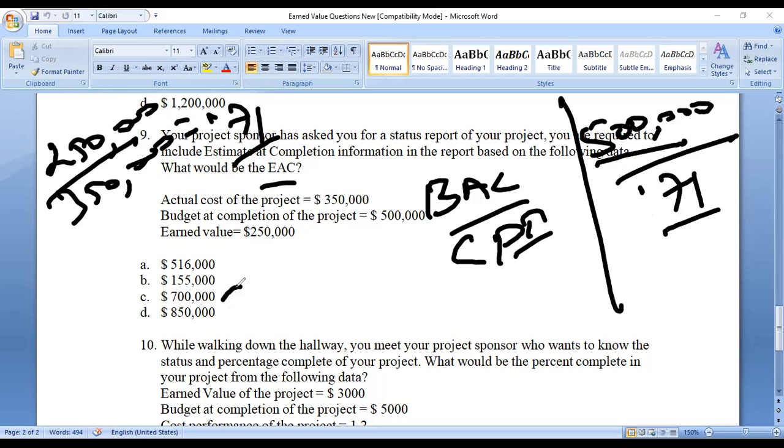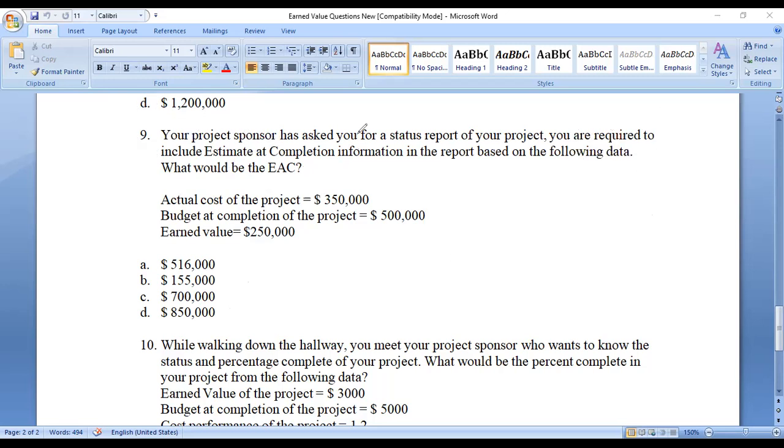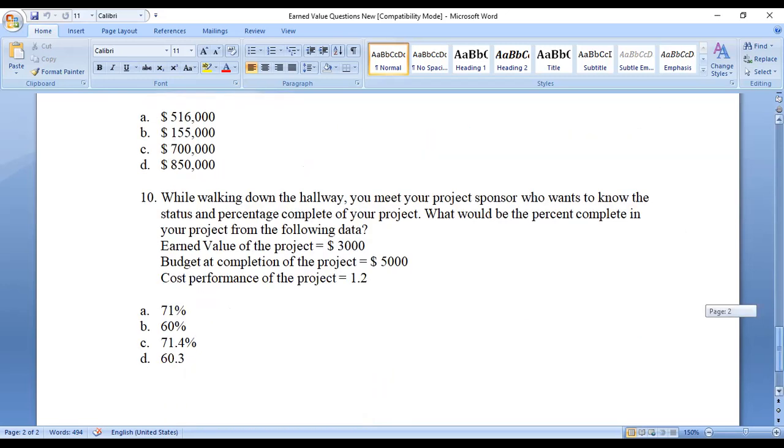Is that clear or not, guys? Yeah. Correct. You're able to get it, everyone? Yeah. And what is the answer for this one?